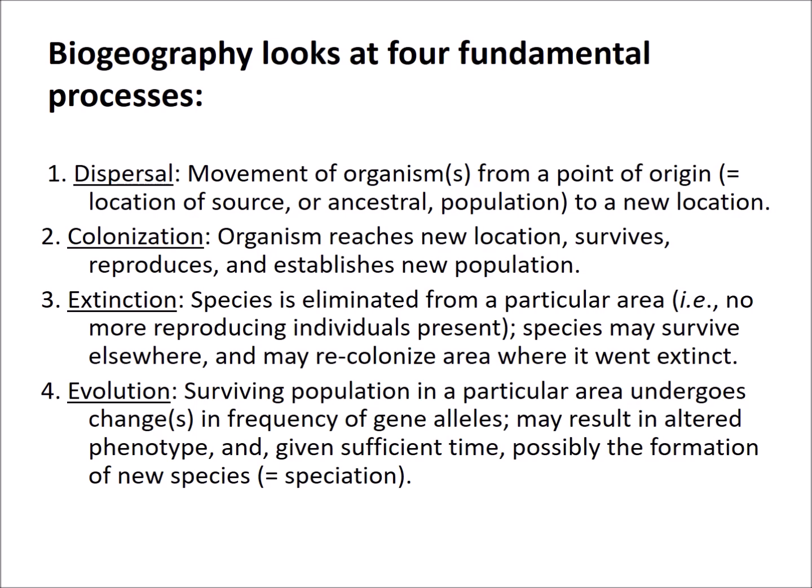So extinction. Extinction is when a species is eliminated from a particular area. You can talk about local extinction, so you just lose that species from a particular area. Or you can talk about global extinction, where that species goes extinct over its entire range. And there are certain traits or characteristics that make a species or a population more likely to go extinct.